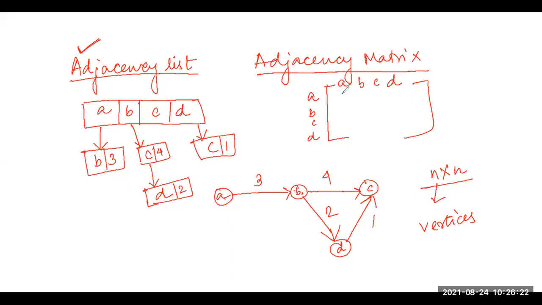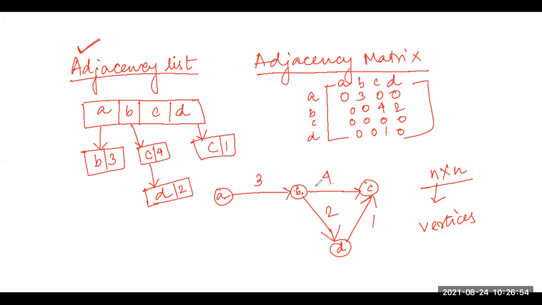So from A to A, it is 0. From A to B, it is 3. But there are no other vertices to be reached from A, so I will simply put 0. Similarly, from B, I can reach C with the value 4 and D with the value 2. So here, everything else is 0. From C, I cannot reach anywhere, so all are 0. From D, I can only reach C with the value 1. So it is like this. This is the example I showed with a directed weighted graph.